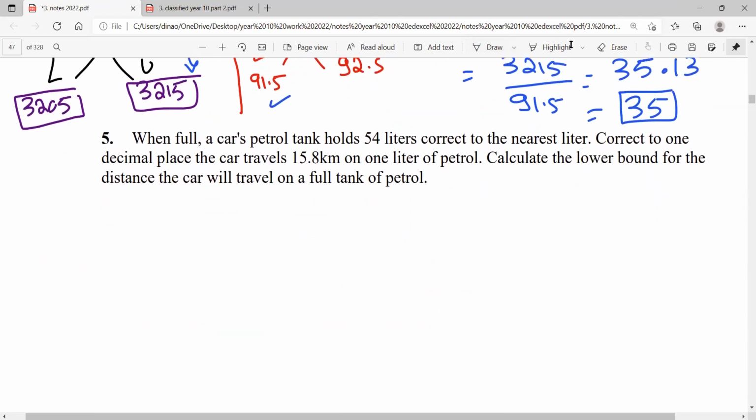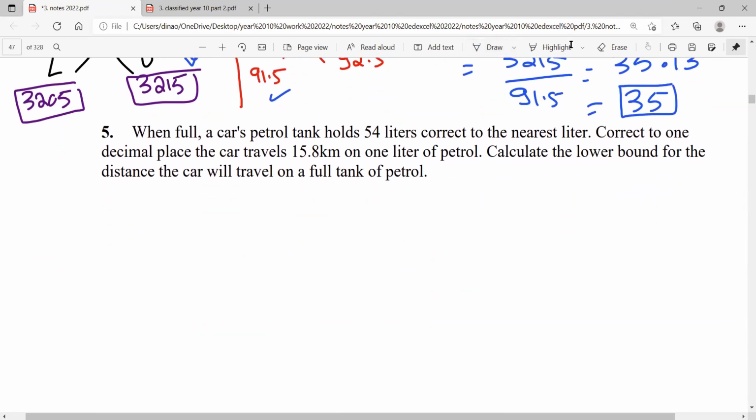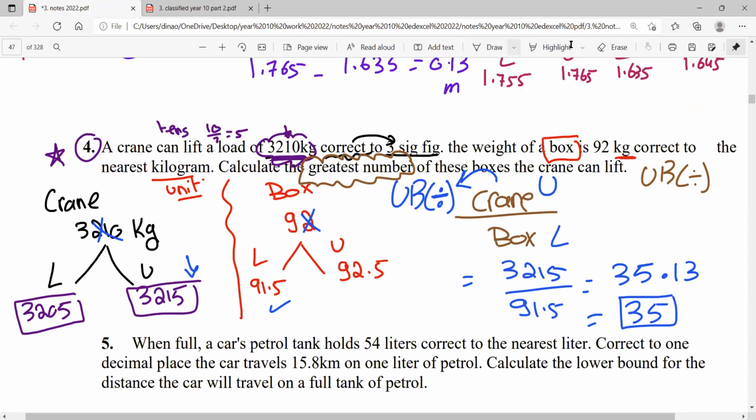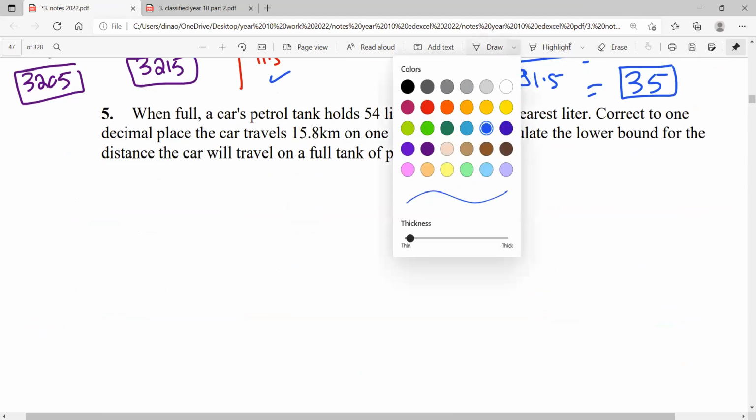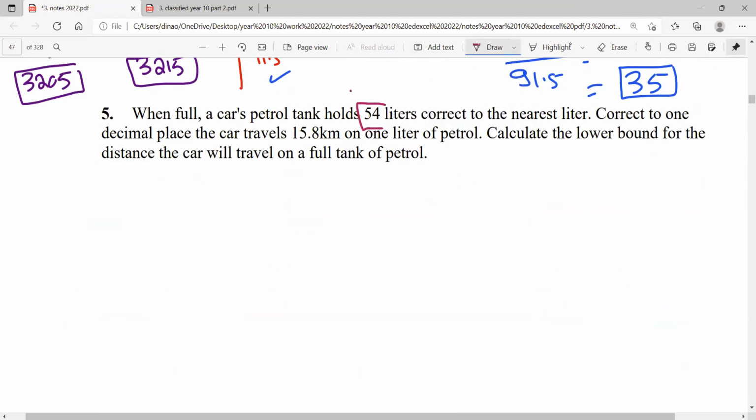هنا بيقول لي when full، نتكلم بقى نشوف القصة هنا عندنا. وطبعا هنا as we said there is an example بس I'll do at the end of the video related to crane in the classified. هنا بيقول لي بقى when full a car's petrol tank holds 54 liters correct to the nearest liter. طبعا as we said immediately find the bounds. 54 liters correct to the nearest liter, same unit, so this liter means unit. To correct it to the nearest unit. 1 to the nearest unit يعني to the nearest 1 divided by 2 half.